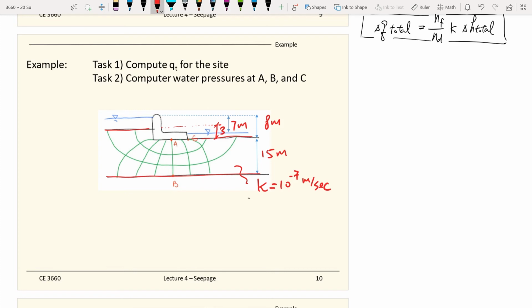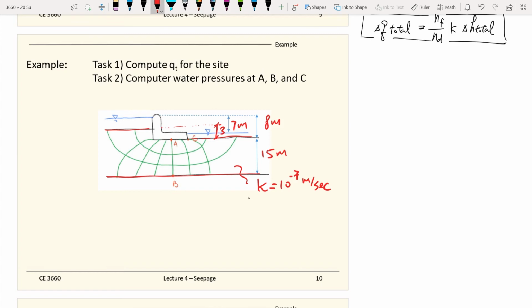And there are two tasks to be done for this example. First, we need to compute the total amount of flow going from upstream to downstream, which means how much water is going through underneath the dam. And task number two is we will calculate the water pressure at point A, point B, and point C by making use of the flow net.